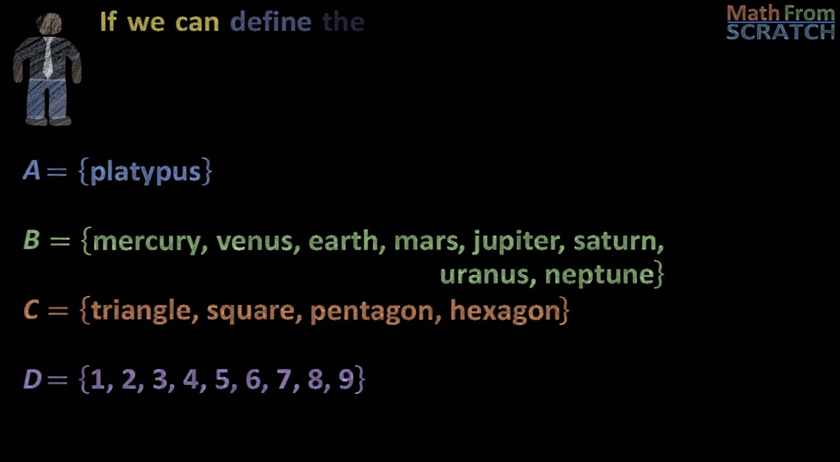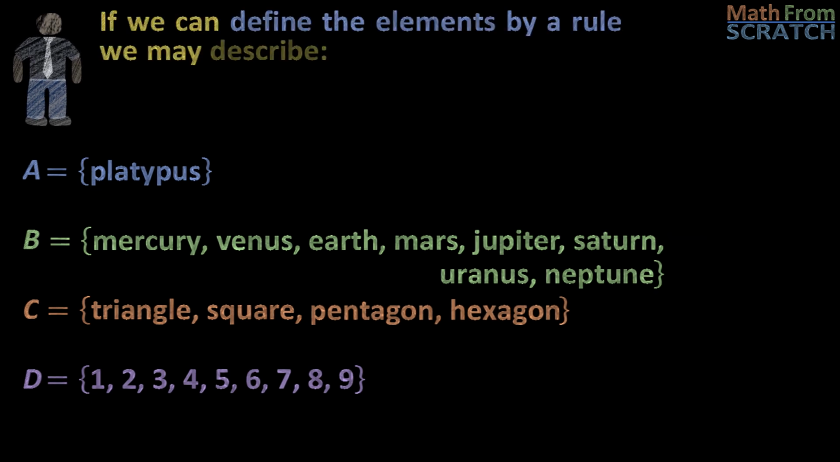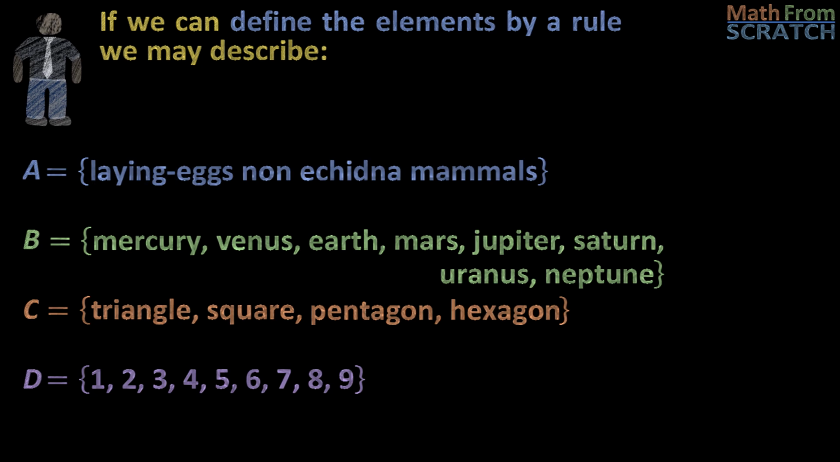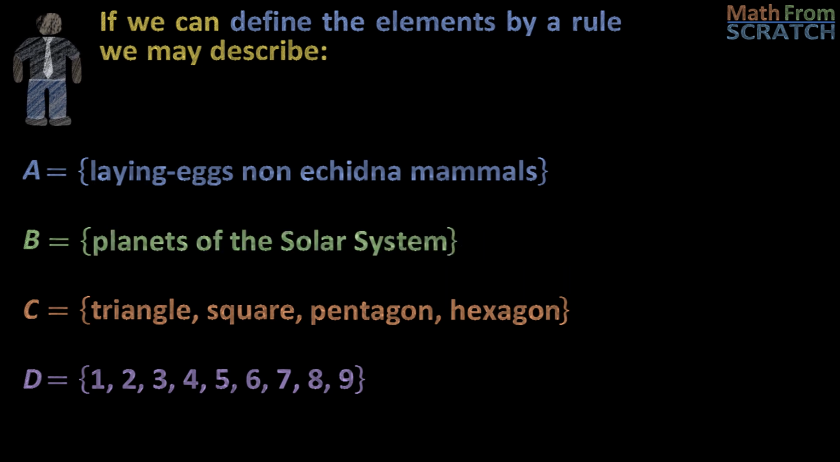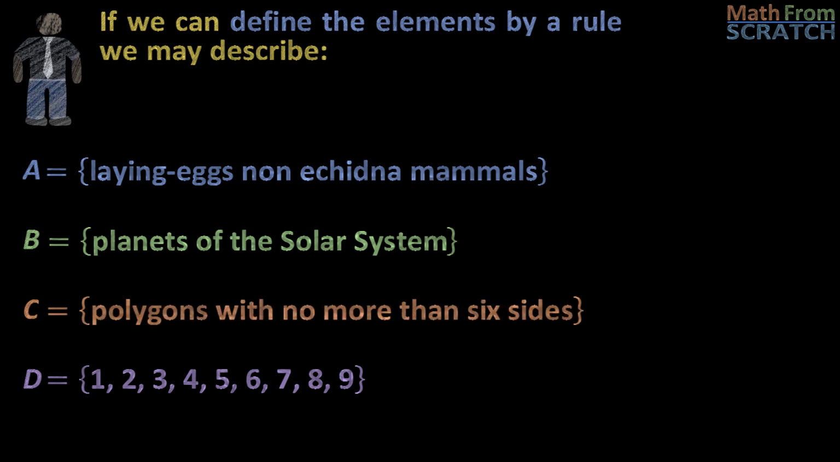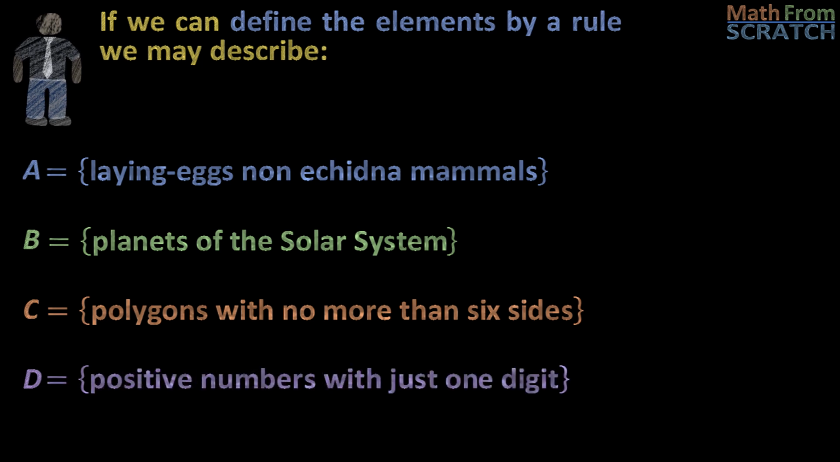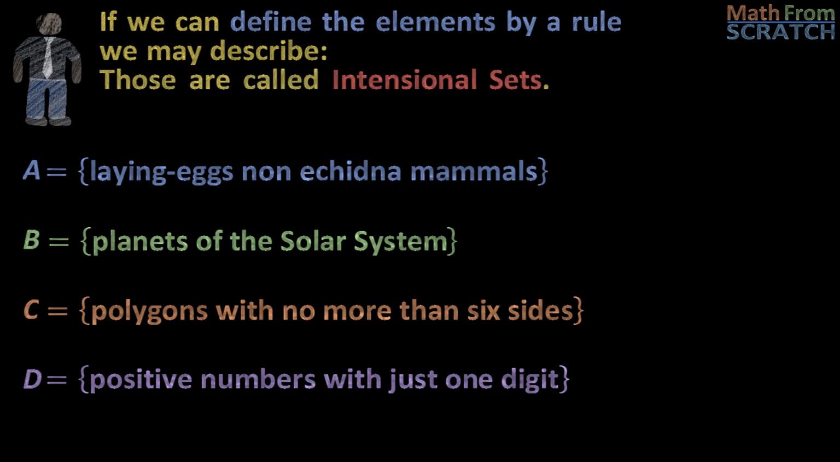If we can define the elements by a rule, we may describe A as the set of egg-laying non-echidna mammals, B as the set of all the planets of the solar system, C as the set of the polygons with no more than 6 sides, and D as the set of the positive numbers with just one digit. Those are called intentional sets.